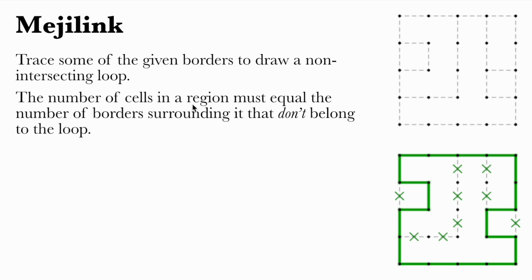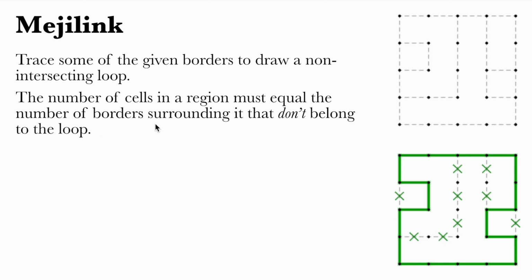The number of cells in a region must equal the number of borders surrounding it that don't belong to the loop. This part was really confusing to me when I read this the first time, and took some time for it to sink in. So let me see if I can explain it with the example solution. For example, this 5-cell region here, 1, 2, 3, 4, 5, means that there will be 1, 2, 3, 4, 5 segments of its border that are not part of the loop.